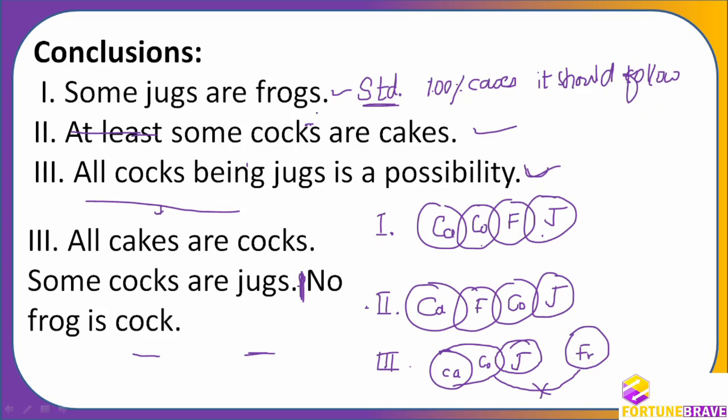Now, "some jugs are frogs" is not possible here. It's not there. So it is 100%: it does not follow. Gone case. "At least some cocks are cakes" is fine. "All cocks being jugs" is a possibility. But the first one itself doesn't follow here.